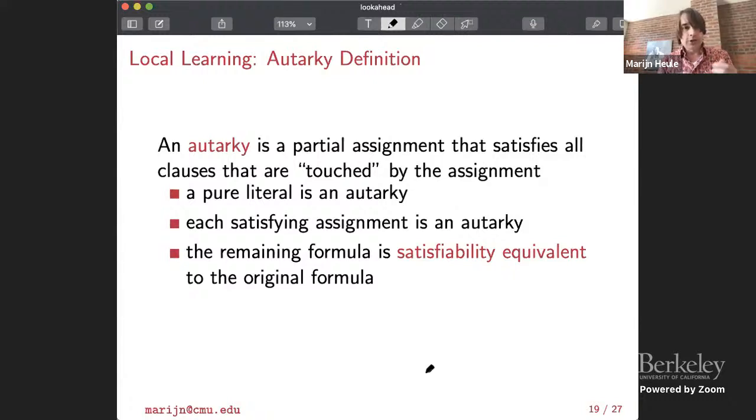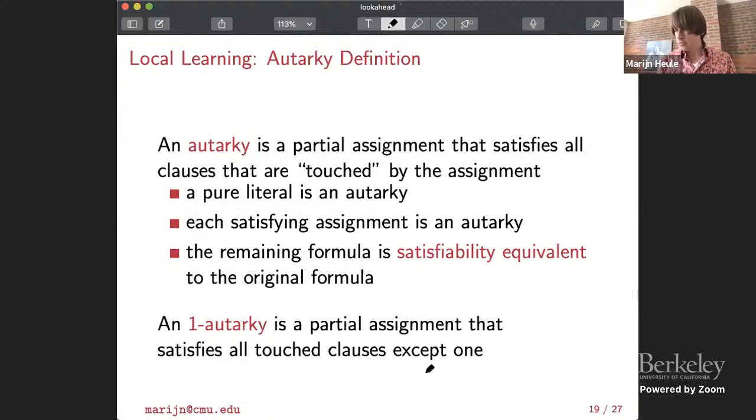Interesting autarkies are the ones in between pure literals and satisfying assignments. And the nice thing is, if you find an autarky, all the clauses that are touched by it you can take out, and the resulting formula is satisfiability equivalent to the original one. Then there's also this notion of the one autarky, where all clauses except for one that are reduced are satisfied. So there's one clause that is reduced but not satisfied, and all the other ones are satisfied.